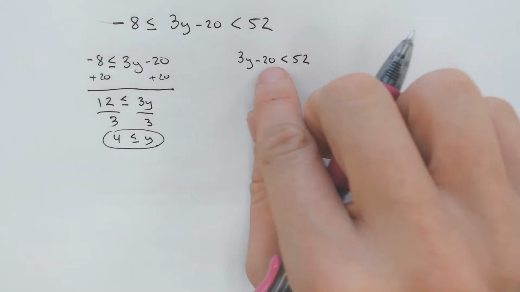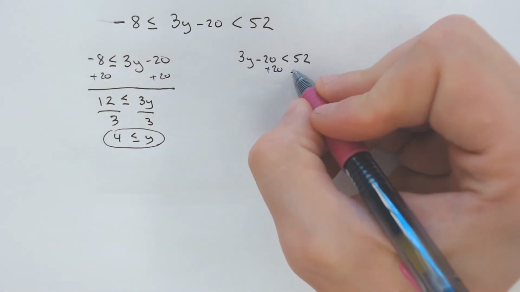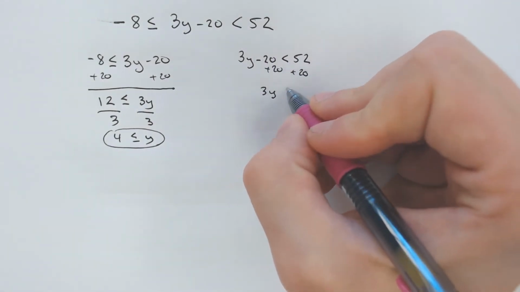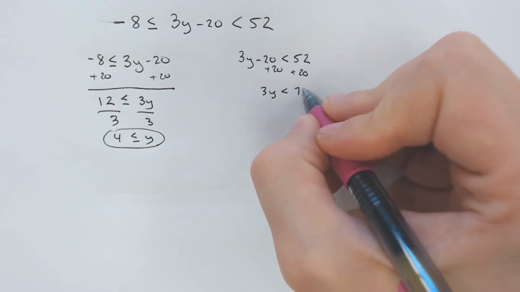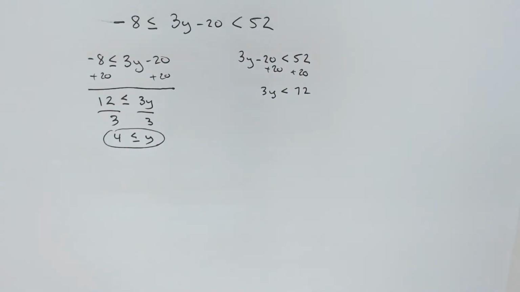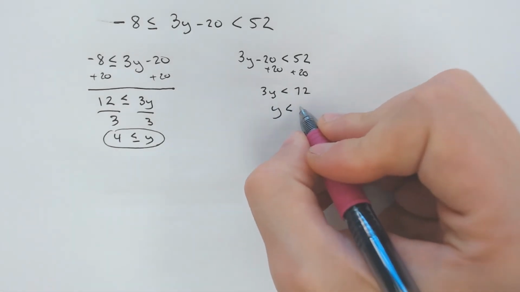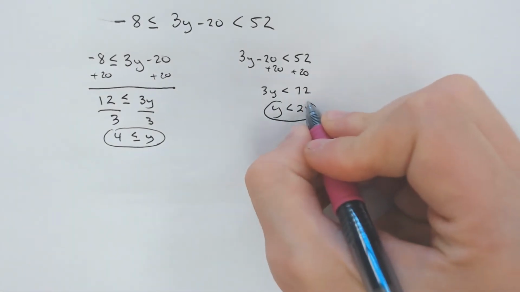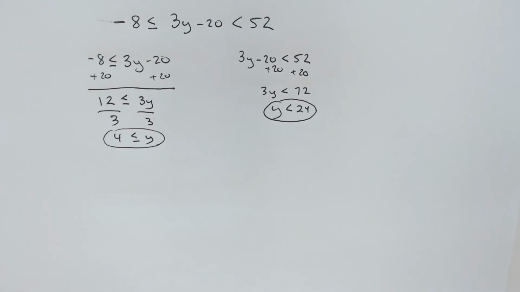And then we add 20 to this side, add 20 to this side. Wonder why I wrote a problem that has such a big number. That's 72. Divide by 3. 72 divided by 3 is 24. If you divide by a negative, make sure you flip your inequality symbol just like normal.